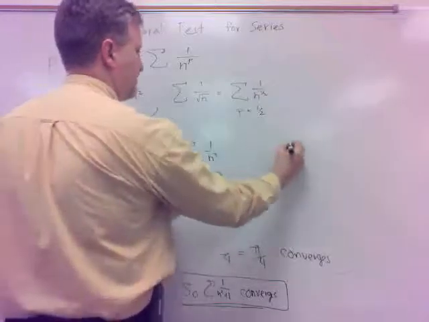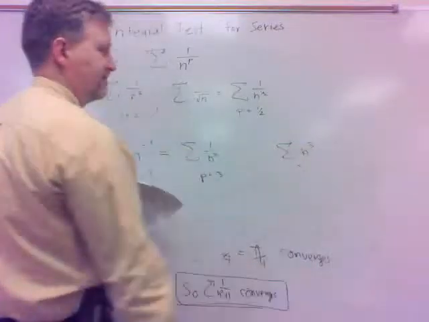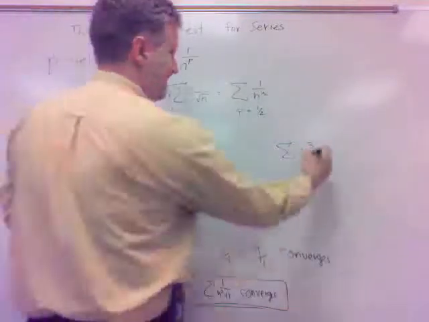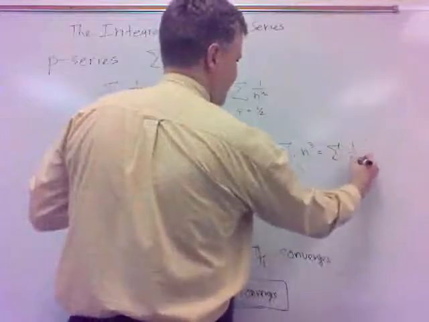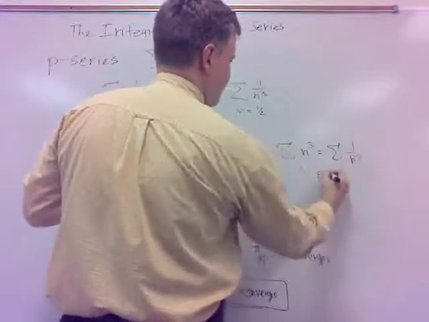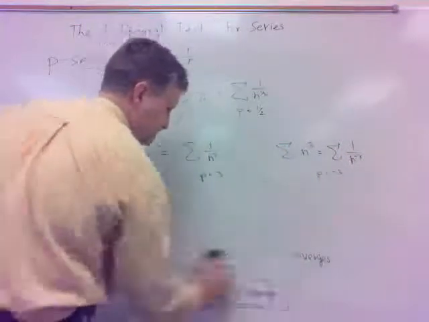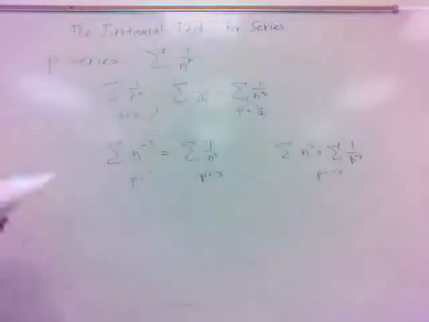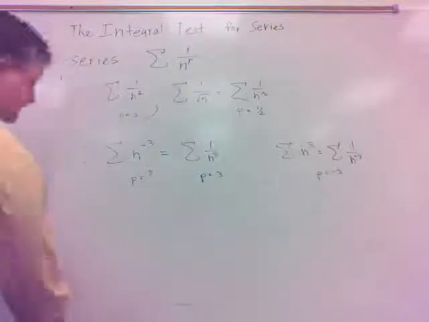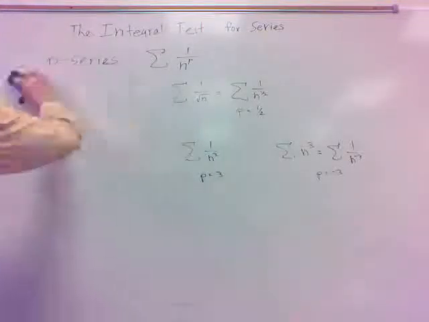Now, what would it be if I had this? P is negative 3, because I'd want to change that over to that. So anyway, that's a p-series. P-series are going to be our friends because we know a lot about p-series. If you think about it already, we know several things about p-series.